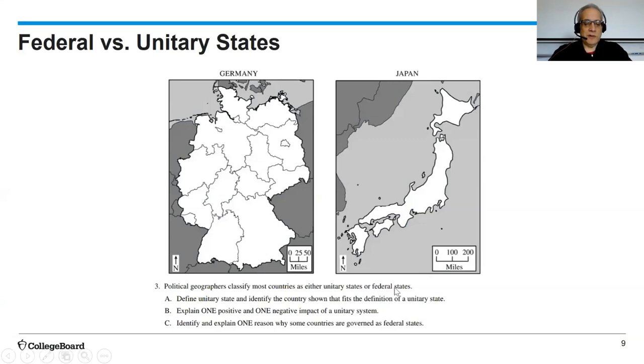Political geographers classify most countries as either unitary states or federal states. A. Define unitary state and identify the country shown that fits the definition of the unitary state. B. Explain one positive and one negative impact of a unitary system. C. Identify and explain one reason why some countries are governed as federal states.